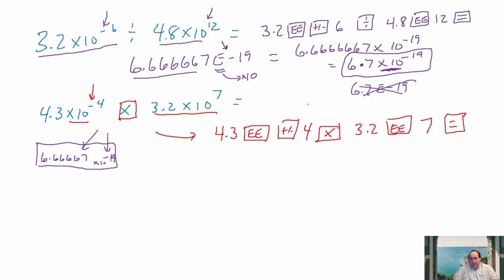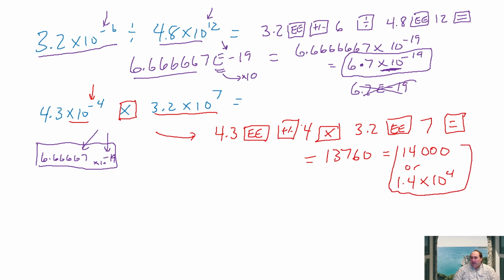4.3 exponent -4 times 3.2 exponent 7 is going to give us a number of, on my calculator, 13760 here. And we'll do a little sig fig action here. Probably should end up with something like 14,000. Or if you want to do a little scientific notation, 1.4 times 10 to the 1, 2, 3, 4 would be the proper way. And again, later on, we'll talk about how we end up there in terms of significant figures.